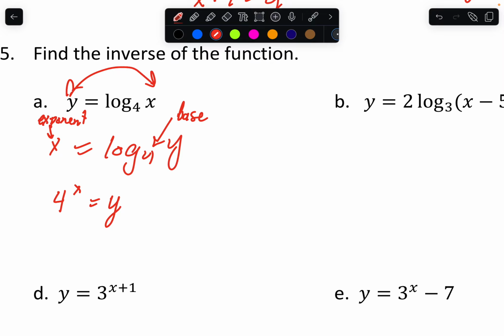And all we had to do in this one was swap x and y and then change it from log form into exponential form. Remember, all we did here was the thing we did all the way back at the beginning. This is log form. This is exponential form.